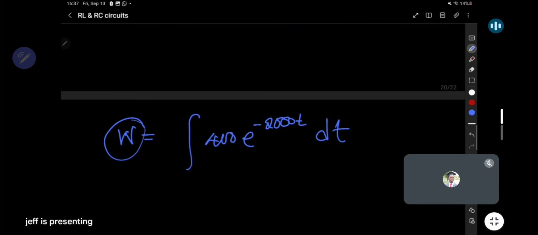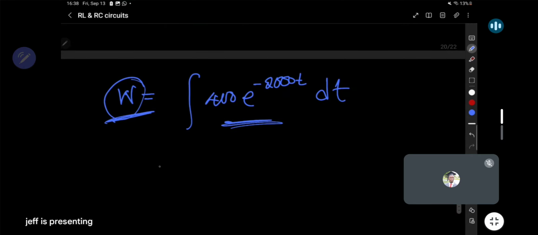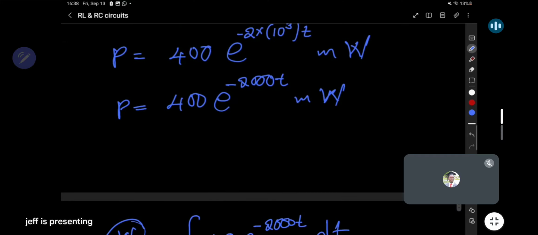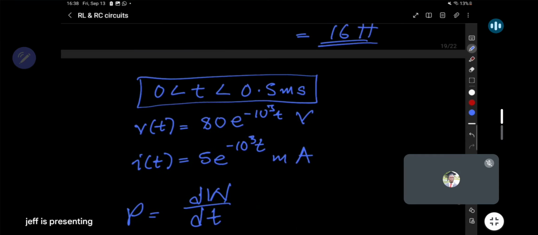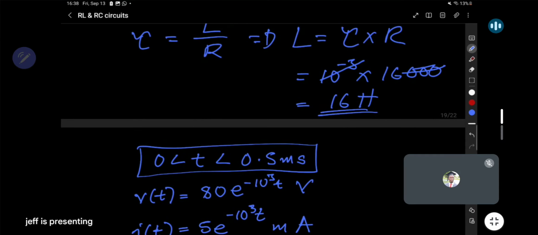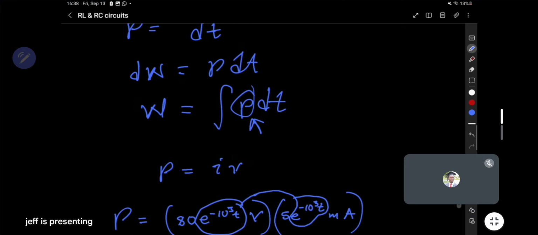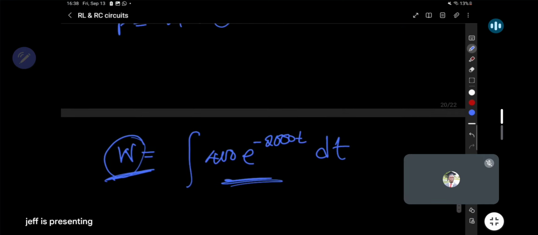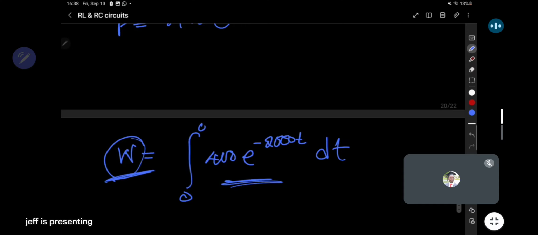But because of the milli which was present here, the energy when it comes out won't be in joules, it will be in millijoules. So let's get the integral there. We have the limits here. We know this is going to give us the energy dissipated, and the problem did specify the time interval. This was from 0 to 0.5 milliseconds. So this is from 0 to 0.5 milliseconds.